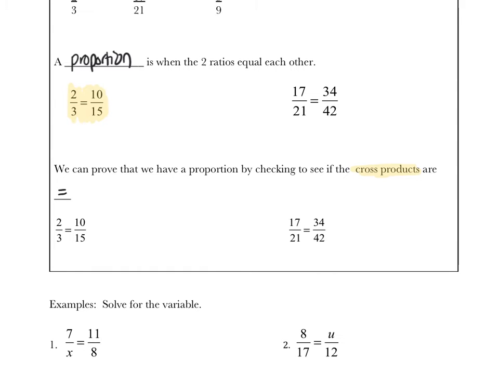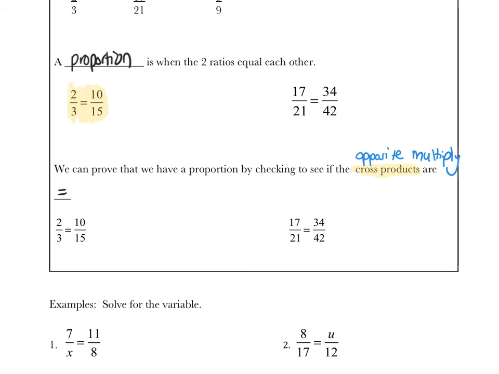So what we want to do is make sure that the cross products are equal. A cross product is when you take the numbers that are opposite one another, that's the cross part, and you multiply them together. You want to make sure that the ones that are across from one another, when you multiply them together, equal the other side.